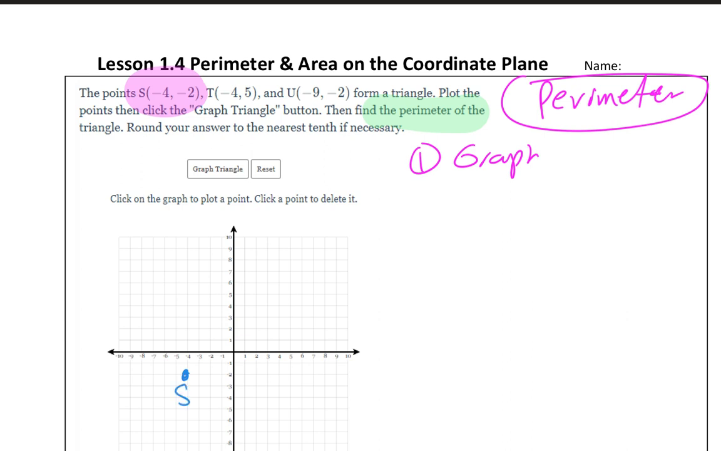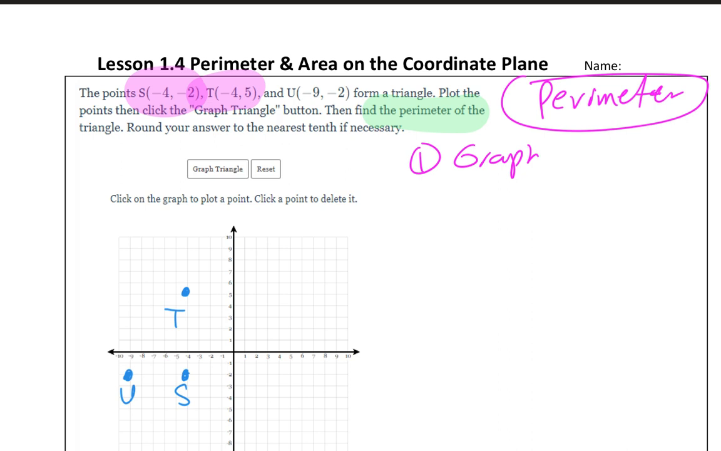All right, so next we said is T. That's negative 4 comma 5, right? So I'm going to go to the left 4, but we're going to go up to 5 right over there. We label that one T. Next is U. It's negative 9, negative 2. So you're going to go 9 to the left and then down 2. That's going to be right over there, and we label that one U.